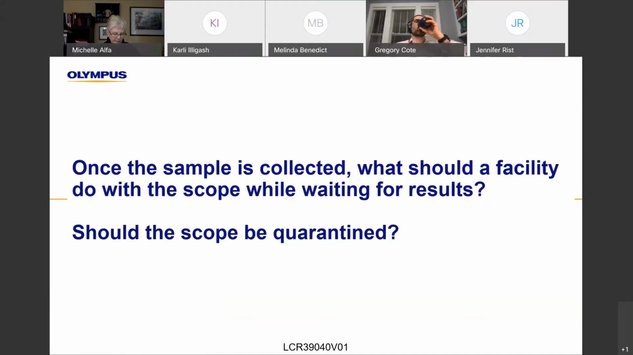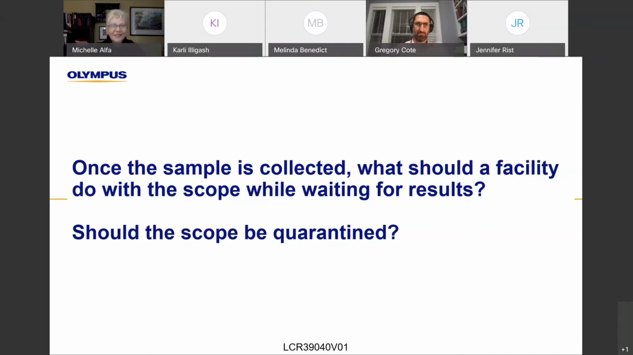And I think, as everybody looks at these next two questions we're going to deal with, maybe it's a good idea to think about what would happen if a high concern organism or a multi-drug resistant organism were found in a sample taken from a particular scope, and how that might affect if and how a facility might decide to quarantine their sampled scope. So once the sample is collected from the endoscope, what should the facility do with that scope while they wait for the lab results to come in? Should they quarantine the scope, or can they continue using it on patients? And Dr. Alpha, we'll keep this pattern up. We'll start with you on that one.